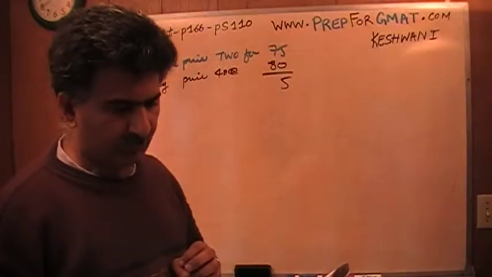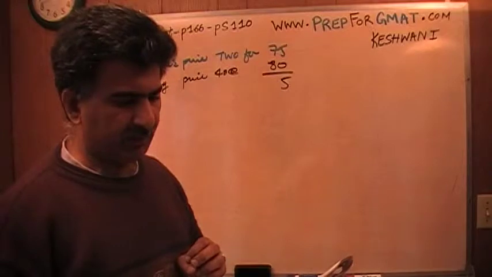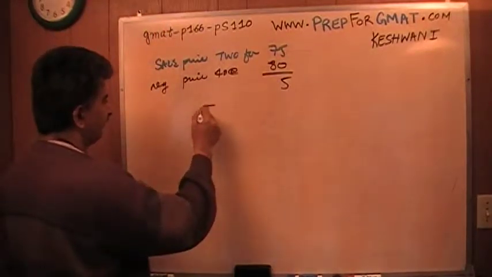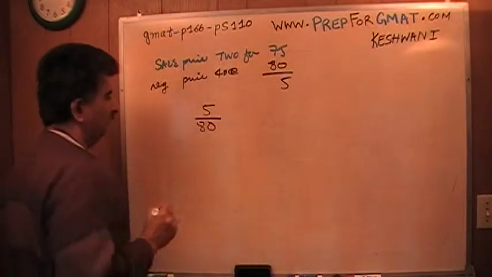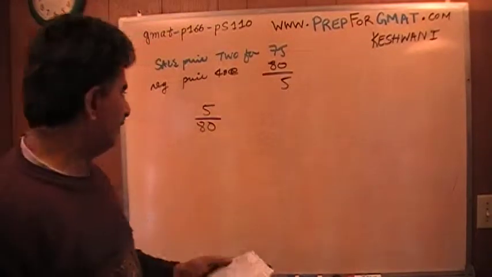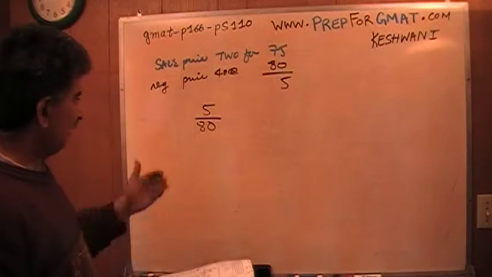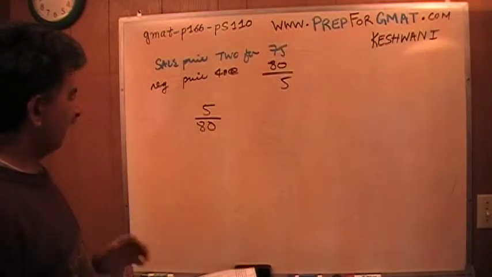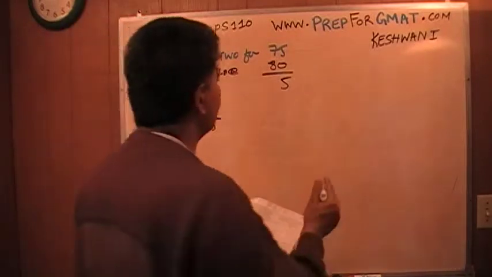The question simply is, what is the percentage reduction in the price of the two candies? So the percentage reduction is basically you're saving 5 cents of the regular price of 80 cents. And we just have to find out this percentage. Instead of wasting my time trying to figure out what 5 divided by 80 is, I'm not going to do that. I'm just going to look at the answer choices.